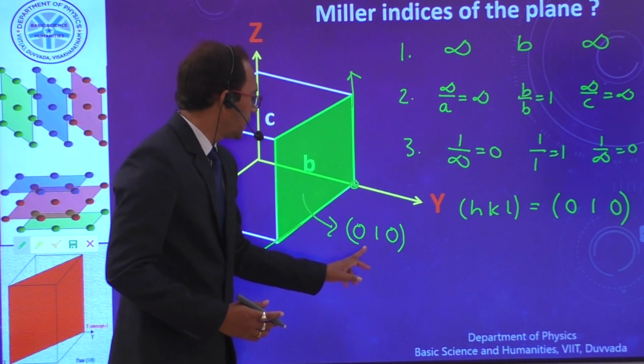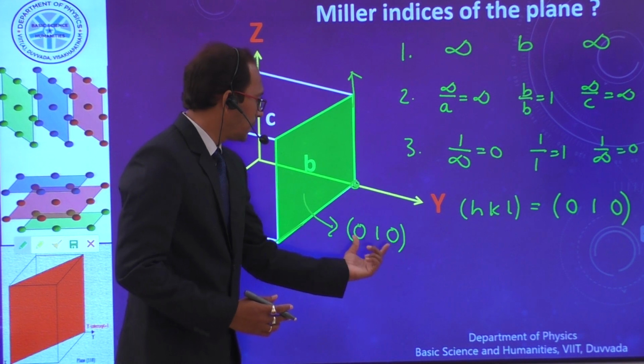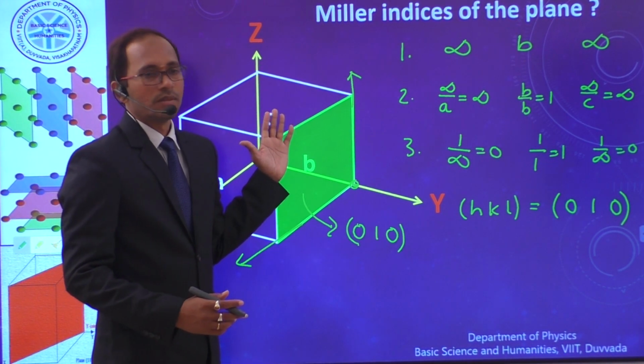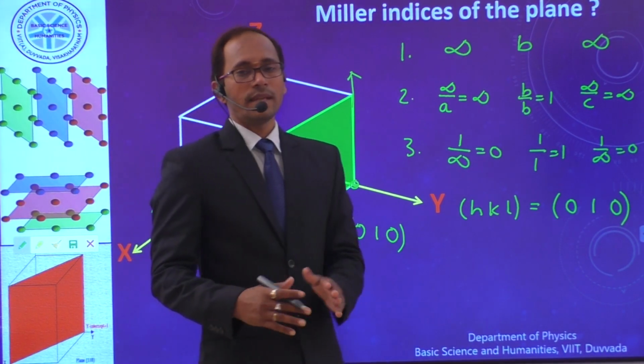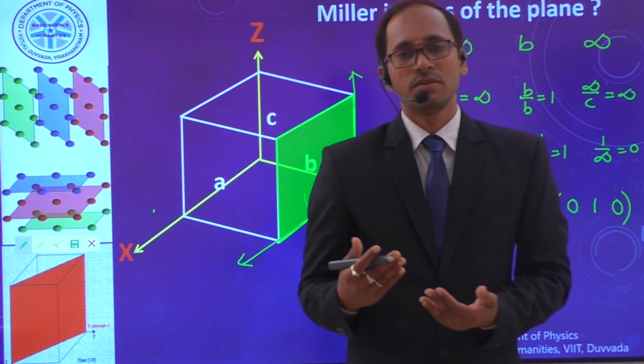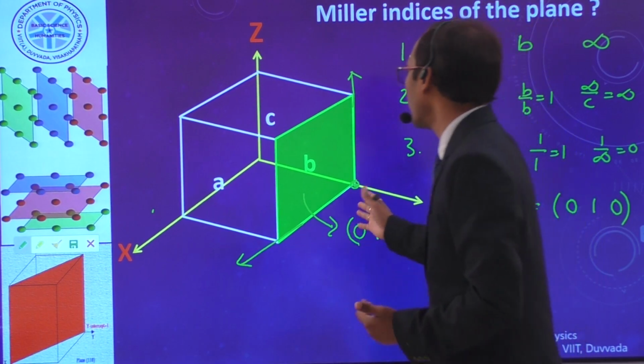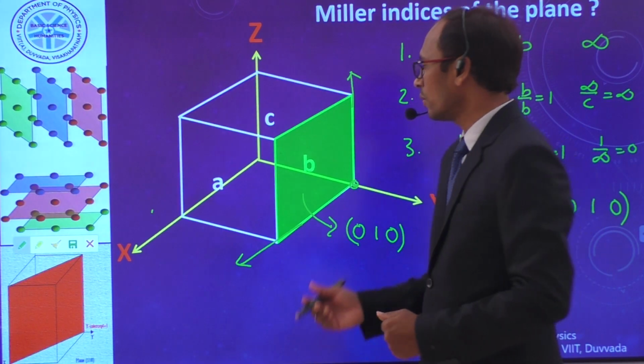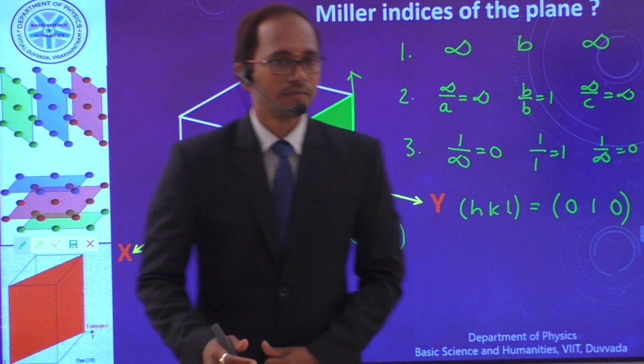So by looking at the 0, 0, we can say x and z axes are parallel to this plane. By looking at the Miller indices also, we can say it is parallel to the x and z axes. That means it is perpendicular to the y-axis. That also we can write.